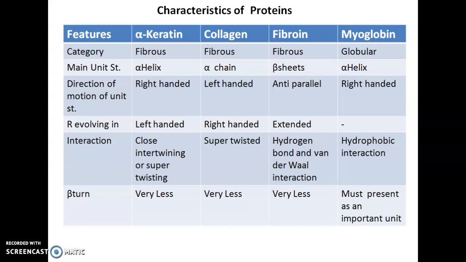This is the main reason the fibrin protein is not stretchable or not much flexible, because they are already present in their extended form. As we know, beta sheets are always formed by the combination, or the intermolecular hydrogen bonding, of extended polypeptide chains.